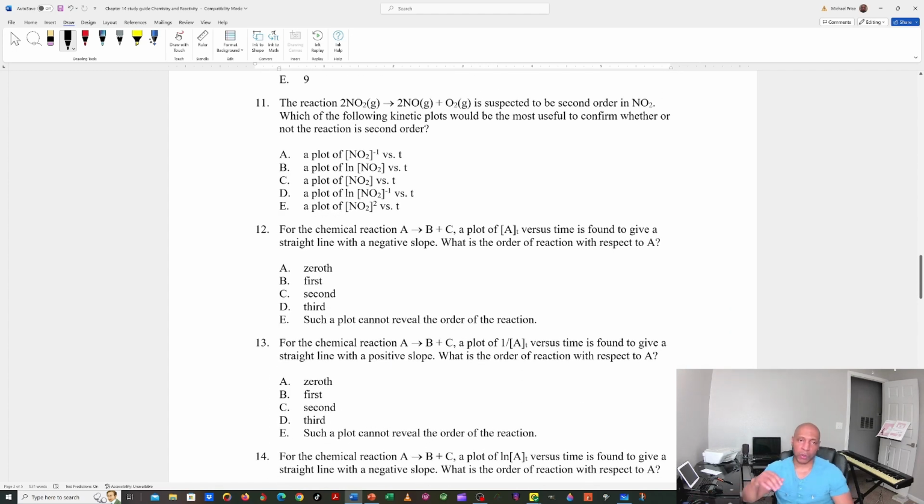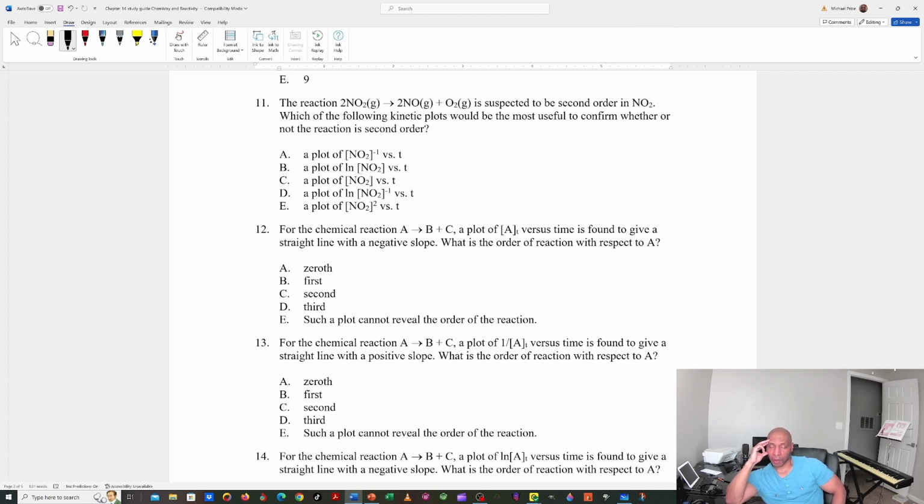11, the reaction 2NO2 yields 2NO and 1 mole of O2. So I have 2 moles of NO2, and they're going to react to give me 2 moles of NO and 1 mole of O2. It's suspected to be second order in NO2. Which of the following kinetic plots would be the most useful to confirm whether or not the reaction is second order? Remember, guys, we're going back to the integrated rate laws. If it's second order, you graph the reciprocal of the concentration of a particular reactant, in this case NO2, versus time, and you should get a straight line with a positive slope.